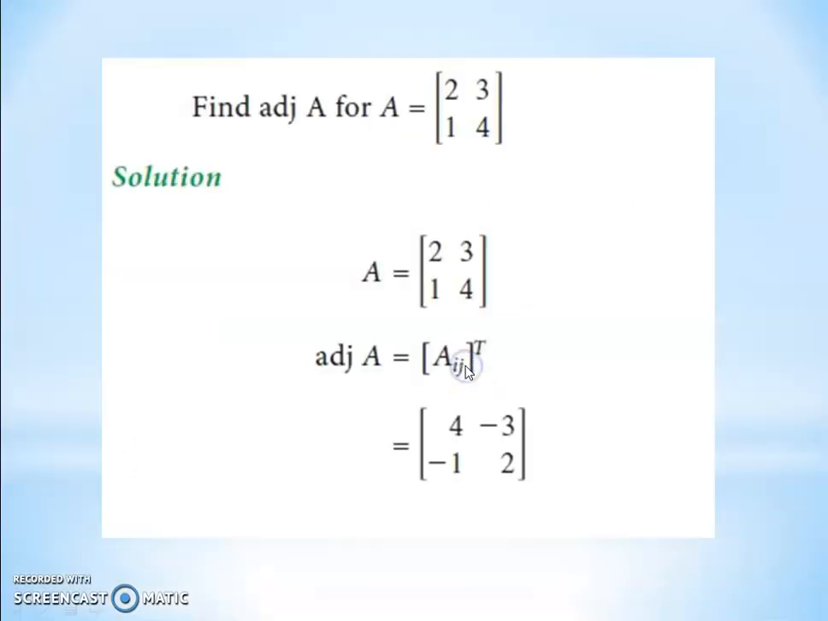Now the next example: find adjoint of A, which is 2, 3, 1, 4. The same method we have to follow. We have to interchange 2 and 4 and change the sign of 3 and 1. So instead of 2 we write 4, instead of 4 we write 2, and +3 becomes -3, +1 becomes -1.